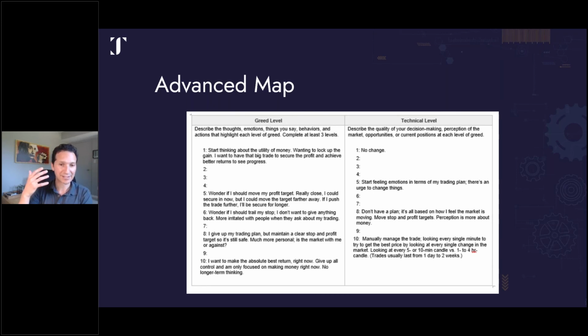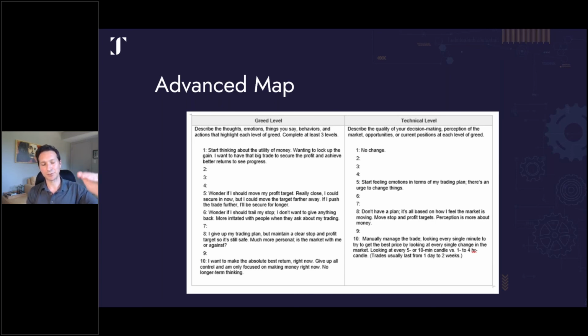So what that does is it gives you the ability to recognize, oh, okay, I've just had this desire, or I've just had this thought about the utility of money, and if I'm in my right mind, I'm never thinking about the utility of money with regards to a trade. So it immediately tells me, okay, greed has popped up. And if it's gotten to the point where now I'm wondering if I should move my profit target, well, now I know that greed has popped up to a significant amount, and that if I don't act now, these bigger problems are almost guaranteed to happen.